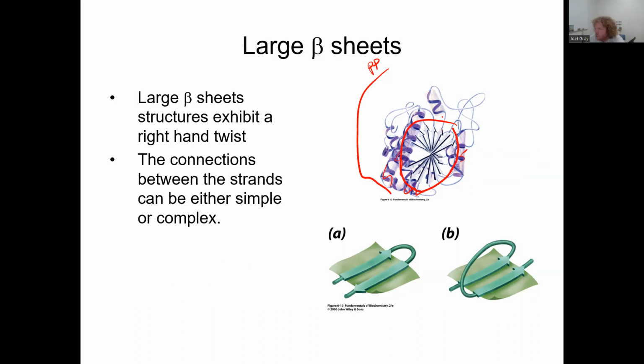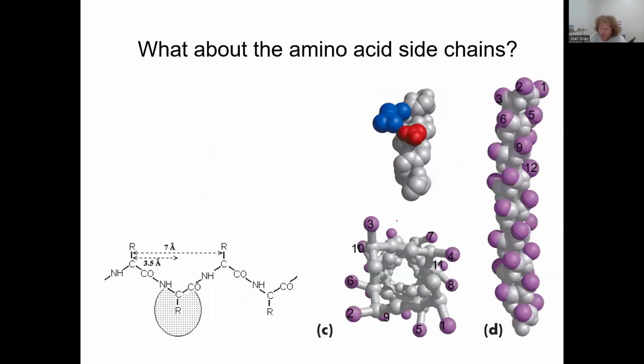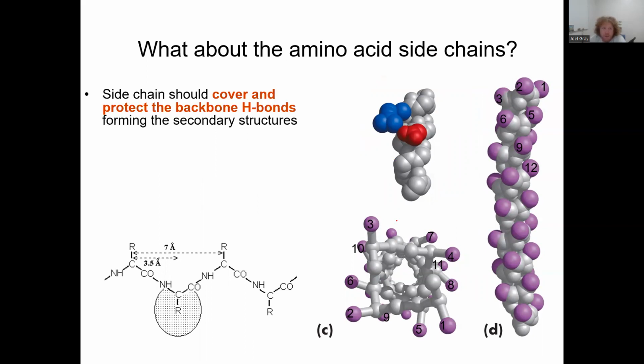Now, to look at and visualize a parallel versus an anti-parallel, this would be your parallel. This would be your anti-parallel. And it's hydrogen bonds that are stabilizing this. Now, what about the amino acid side chain? So what about those R groups? Well, the side chain should cover and protect the backbone hydrogen bonds that are going to lead to the formation of the secondary structures, whether it's an alpha helix or a beta sheet.